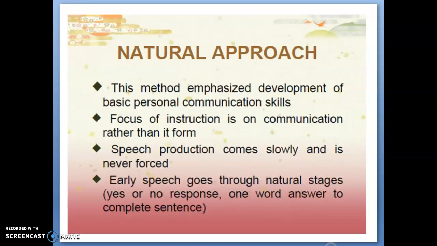Next, natural approach. This method emphasizes development of basic personal communication skills. It means that the purpose of the natural approach is to teach speaking. Focus of instruction is on communication rather than its form. Speech production comes slowly and is never forced. Early speech goes through natural stages: yes or no response, one word answer, to complete sentence. It means that the natural approach is really useful for teaching speaking.